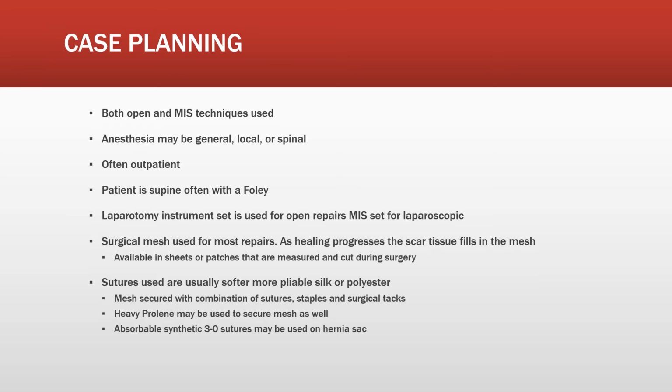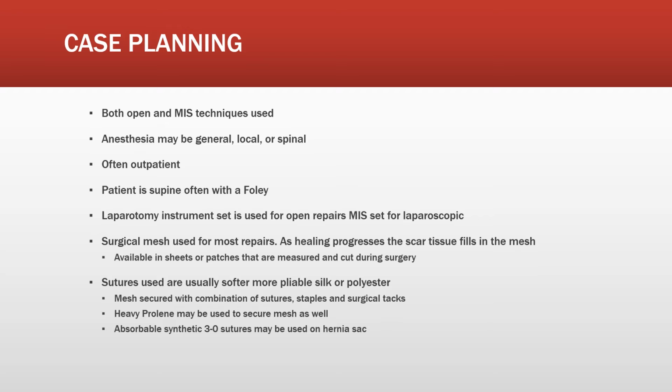Okay, surgical mesh is used for most hernia repairs. As the healing progresses, that scar tissue, as I said, is going to fill in with that mesh, and that's what's going to support the re-strengthening of that abdominal wall. Mesh does come in sheets or patches, and they can be measured and cut. They're very pliable, so we can customize them to our patient's anatomy during surgery.